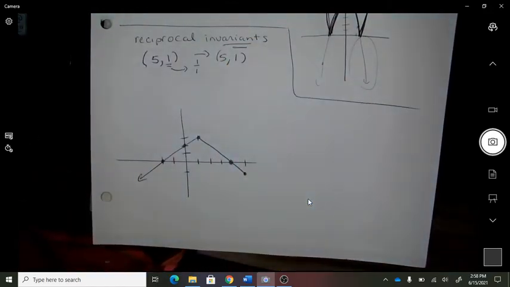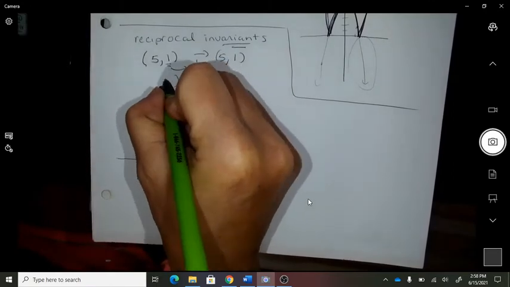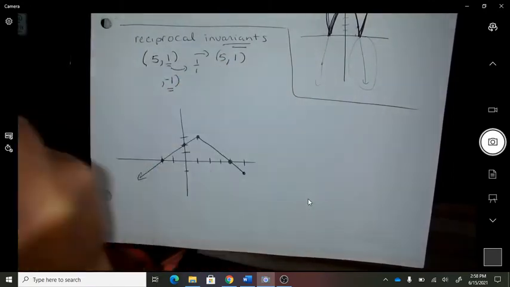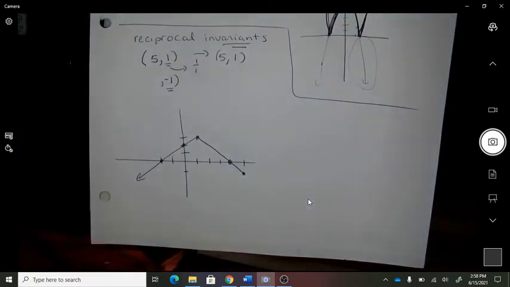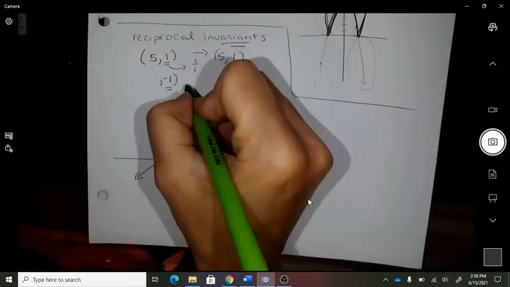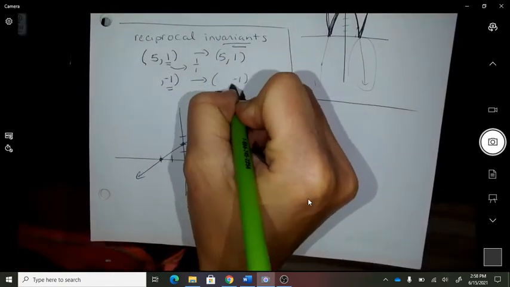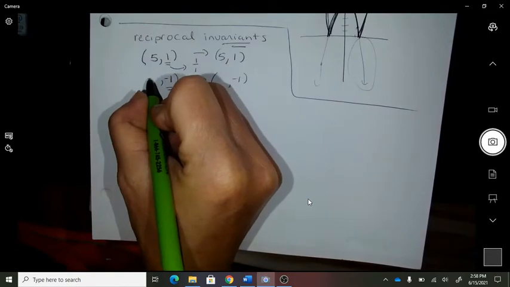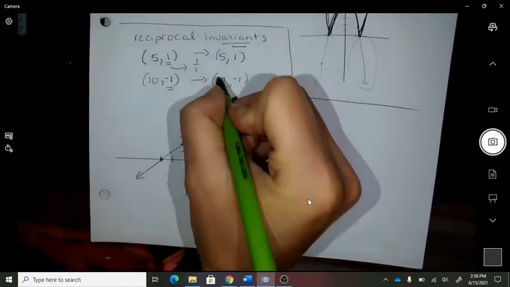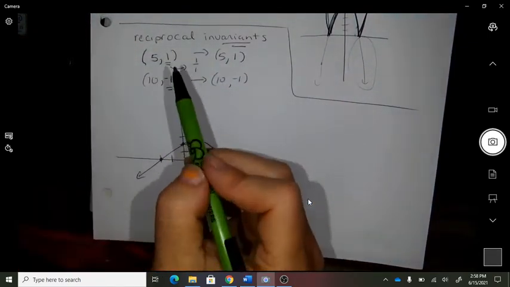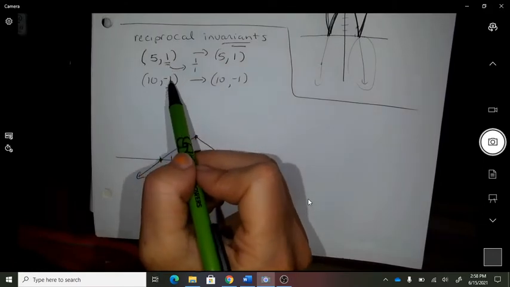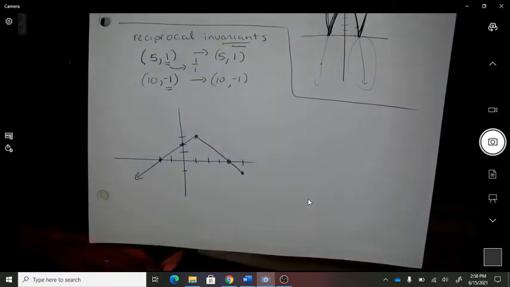Okay, and another point that would not change is when there is a -1 height. It would also stay. And it doesn't matter what the x coordinate would be. Let's make one up. Okay, so invariance when the heights are 1 or the heights are -1. Those coordinates will not move.